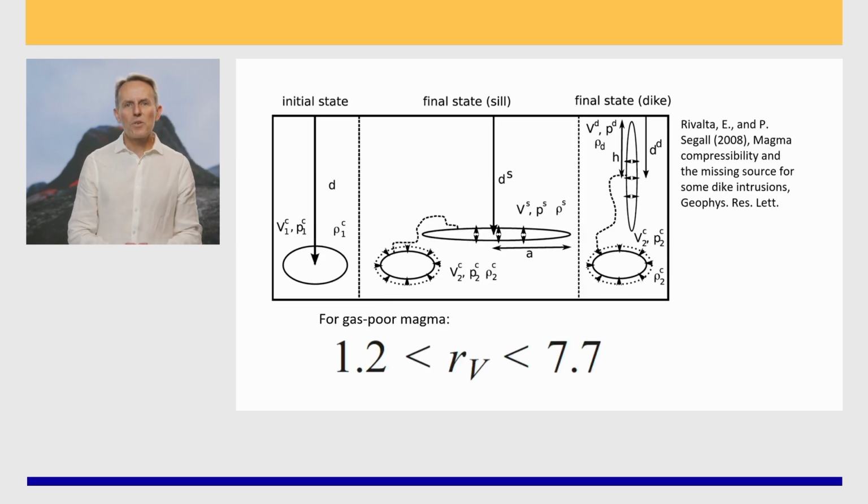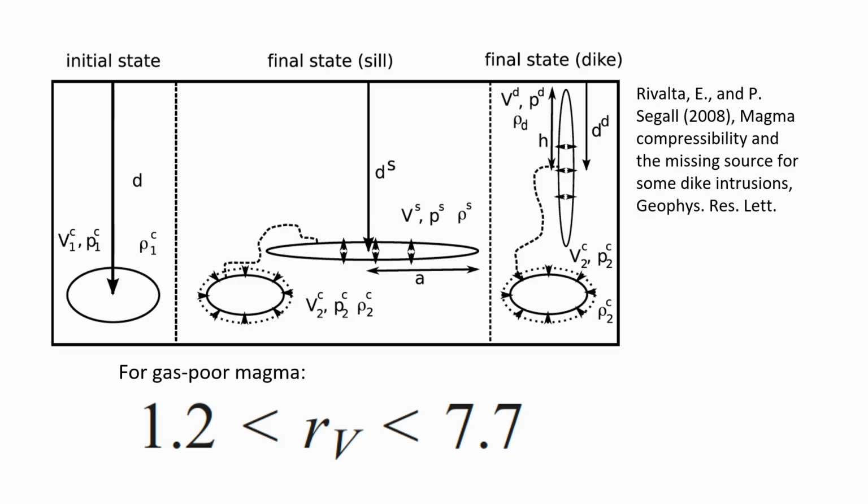The volume ratio and the effect of magma compressibility has been studied in a paper by Eleonora Rivalta and Paul Segall, where they evaluate the cases of magma extracted from a magma chamber and then placed in a magmatic sheet, a sill or dike, as shown in this figure. Based on observations and consideration of magma properties, they find a volume ratio in the range of 1.2 to 7.7 for gas-poor magma. Furthermore, larger changes in magma compressibility can occur due to gas exsolution. So clearly this effect can be very significant.